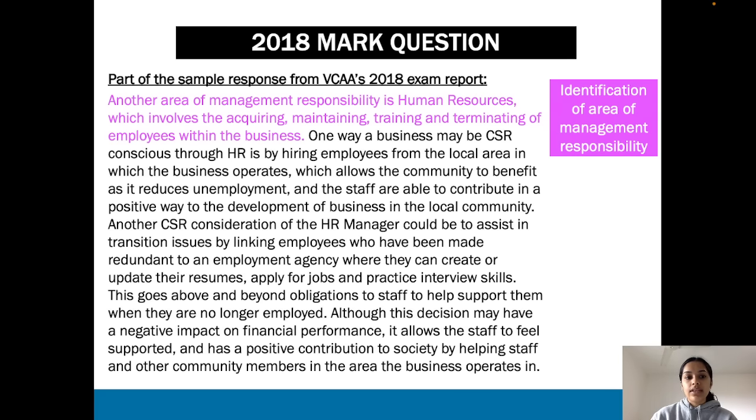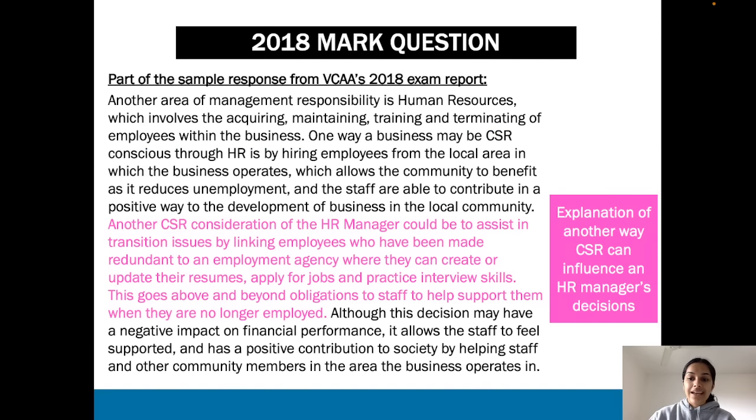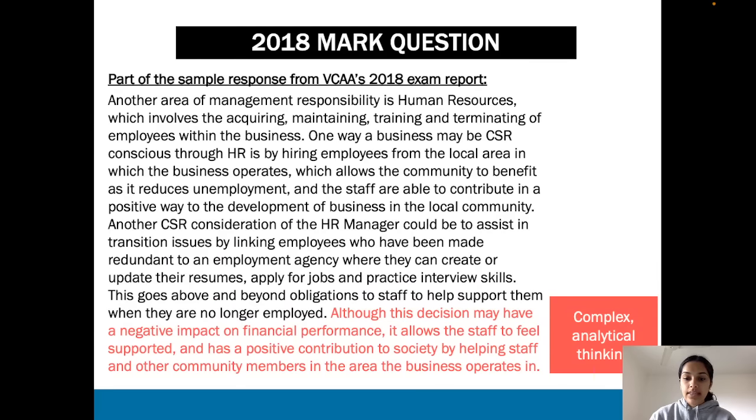Something they've done really well is that they've clearly outlined and identified the area of management responsibility. They've explained very well the way that CSR can influence the HR manager's decisions, and also provided another link as to how CSR could influence the HR manager's decisions. They've also been quite complex and analytical and displayed that analytical thinking. That's a good breakdown of how it's been structured, but it should be clear in your answer what you're talking about. So I would recommend that when you're structuring your sentences, like the way they've said, another area of management responsibility is HR. They haven't just said HR involves da-da-da-da-da. They've labeled that as a management responsibility.